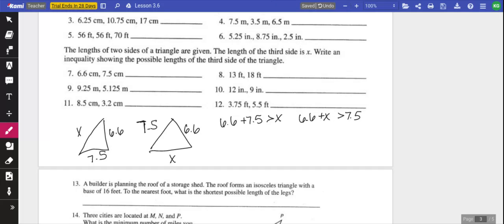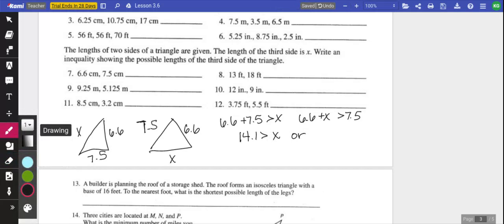So then I think they just want us to simplify these down. So 6.6 plus 7.5, 14.1 is greater than x. Or subtract 7.5 minus 6.6, which is 0.9. x is greater than 0.9. So x has to be somewhere in between 0.9 and 14.1. So x has to be between 0.9 and 14.1.